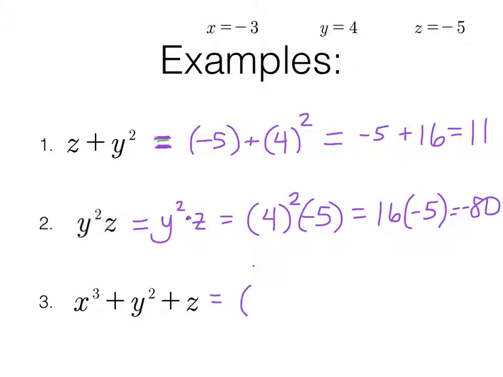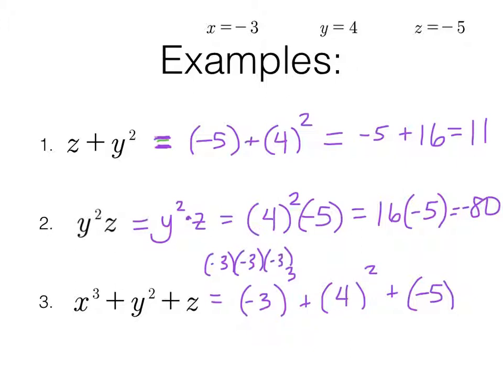Last one, x cubed plus y squared plus z. Plug your numbers in. Negative 3 for x, 4 for y, negative 5 for z. Negative 3 cubed, let's think about it, is negative 3 times negative 3 times negative 3. That means negative 3 times negative 3, which is 9, times negative 3, which is negative 27. Plus 4 squared, we've been using that one a lot today, that's 16, plus 5.